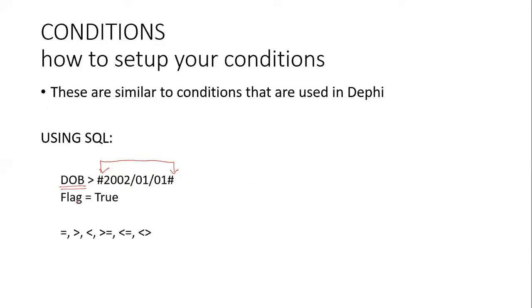A Boolean is true or false. It works in the same way as we would do in Delphi. And then all of these operators are available to us. We can check if something is equal to, greater than, less than, greater than or equal to, less than or equal to, and you can also check not equal to.